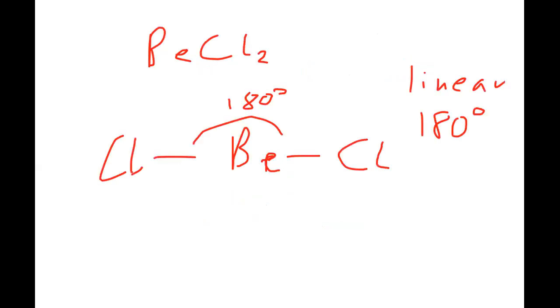Next is when the central atom is surrounded by 2 pairs. Both are bond pairs. So there is equal repulsion and the angle is 180 degrees. The shape is linear.